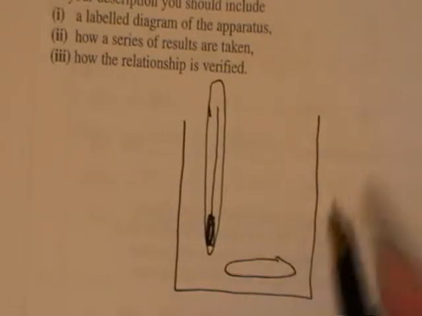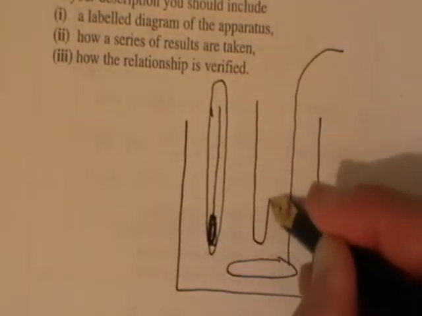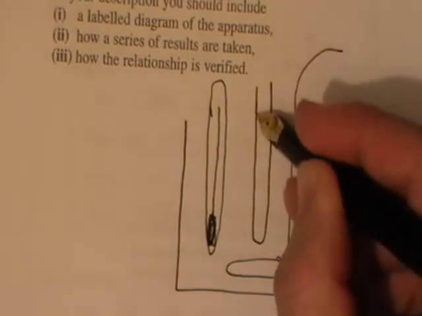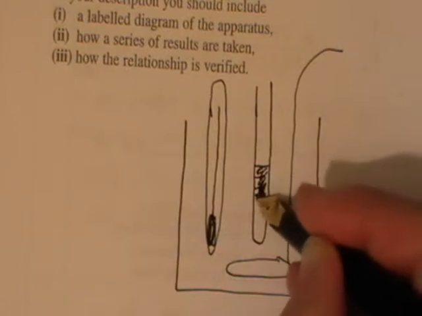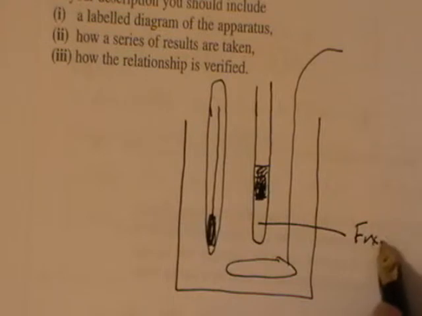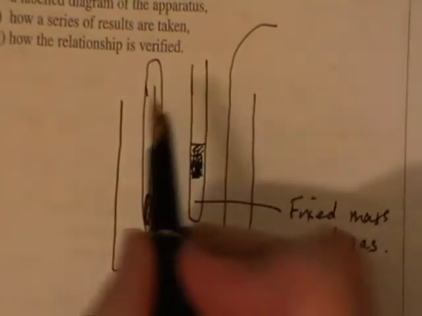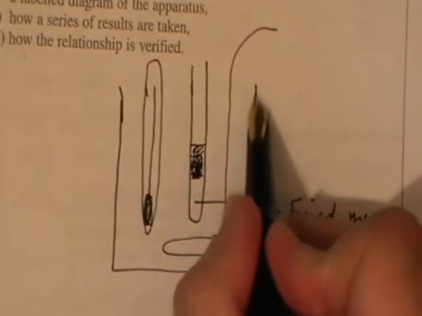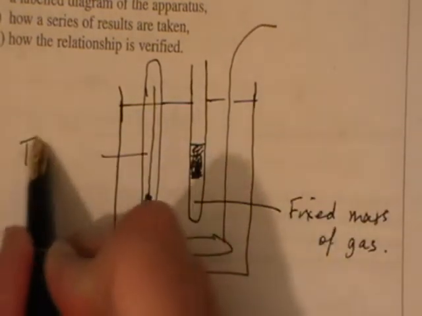We have a stirrer, and we have a capillary tube which is open to the air with a little bead of sulfuric acid which traps a fixed mass of gas in here. So this is our fixed mass of gas in this area here. This is our water bath in here, so there's our thermometer.